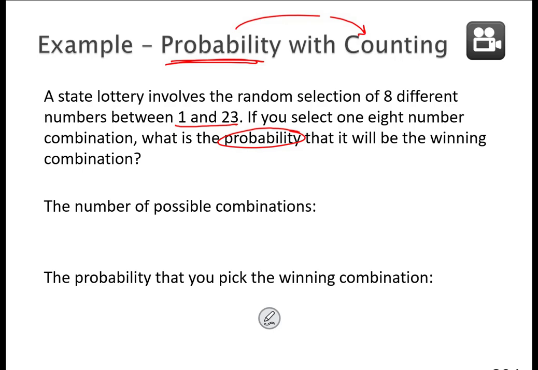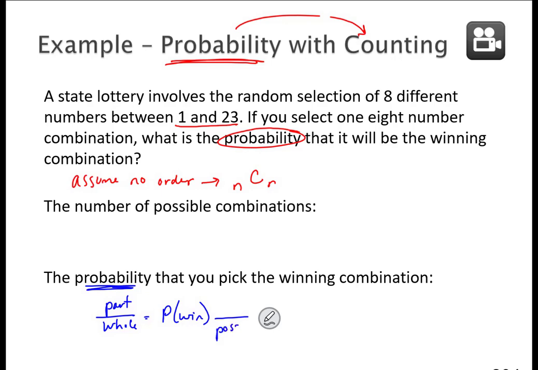We don't see any words here that talk about the order, so we assume that there's no order, which means we're dealing with a combination of numbers. And as I said, we can't find the probability until we know the part out of the whole. The part in this case is the probability of winning, but we don't know how many possibilities there are for choosing 8 numbers. And so the first thing we have to do is find the number of possible combinations.